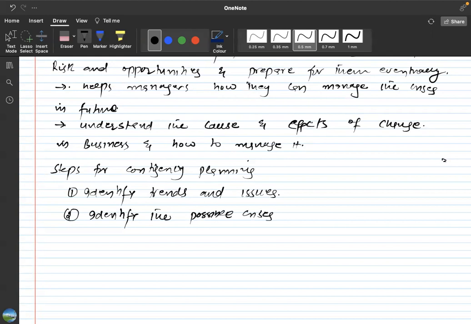We have identified in the PESTLE analysis that the economic situation is going to change in the future. How might that change of economic situation become a threat for the business, how can the change in the level of unemployment become a crisis for the business, how can the change in government policy become a crisis for the business? So businesses and managers try to imagine that crisis, try to identify that crisis.